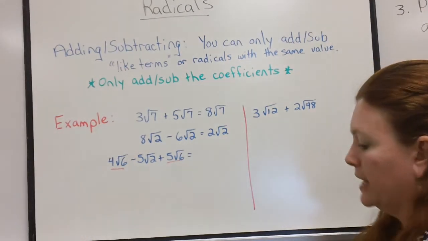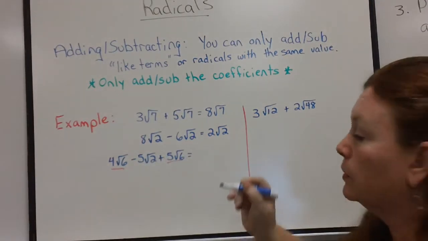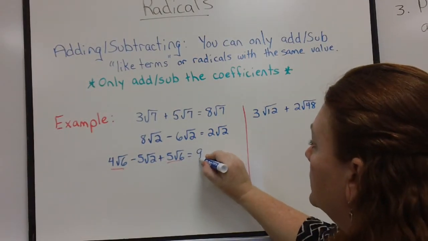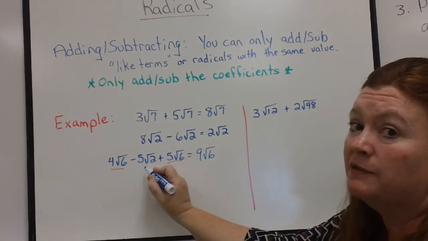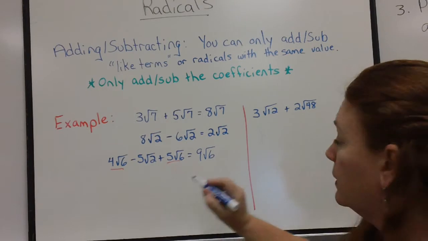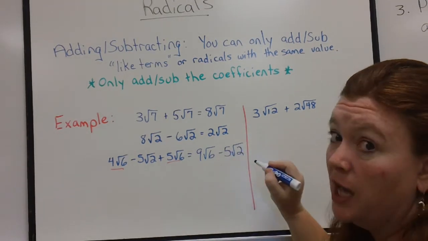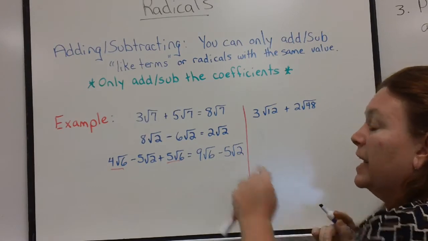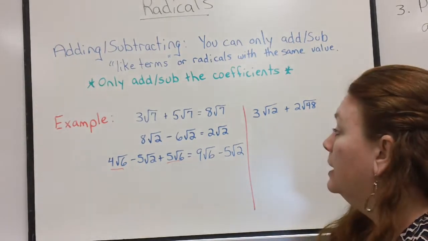So let me go ahead and take out the blue one. 4 square roots of 6 plus 5 square roots of 6 is 9 square roots of 6. And then I have this minus 5 square root of 2 that does not get to combine with anything, so it just doesn't get forgotten. It just gets added on to the end. There's nothing else I can do to simplify this.